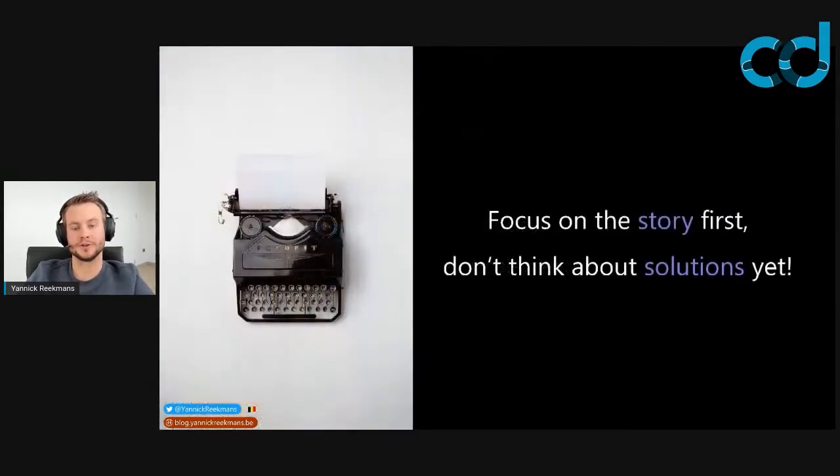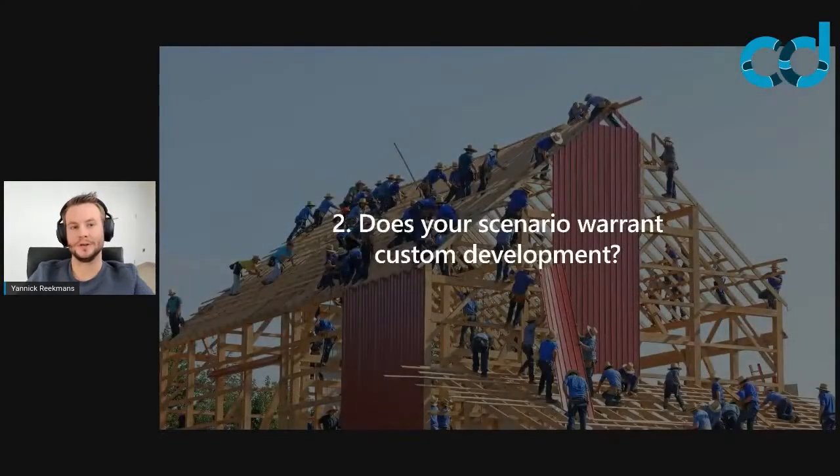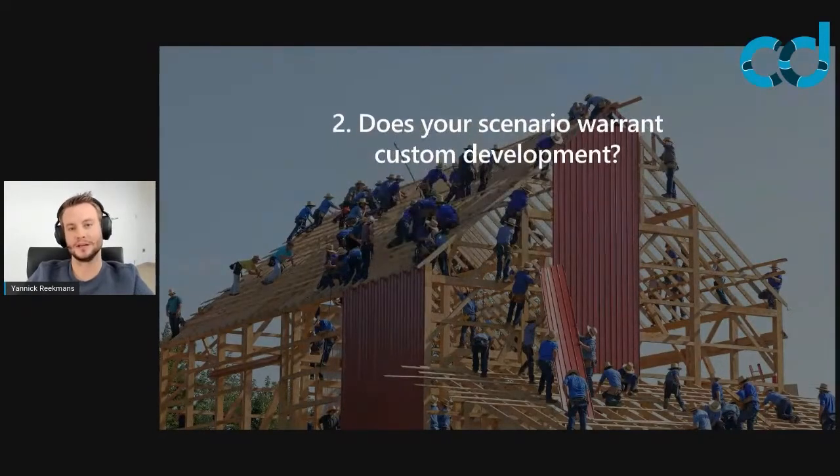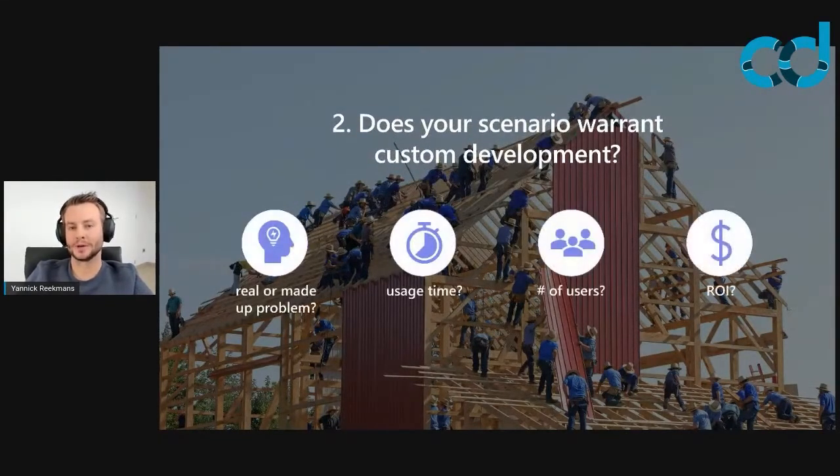So first of all, focus on the story. Know what you want to do, what you want to achieve with your application, and not so much about your solutions, about how you want to achieve it. The actual technical implementation will come as soon as you have a clear vision on what you want to achieve. What's your story with this thing you're going to build? And then you have to be honest with yourself. So you've got an idea for an application, but does it really, really warrant custom development? So as a developer, I'm a developer as well.